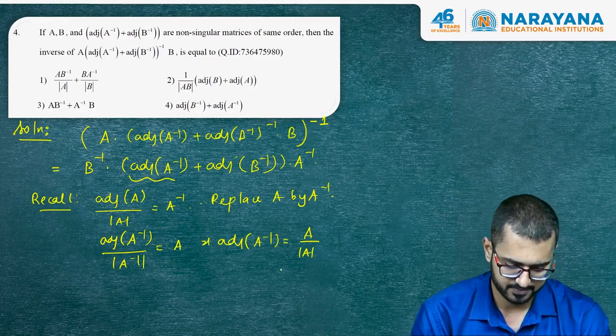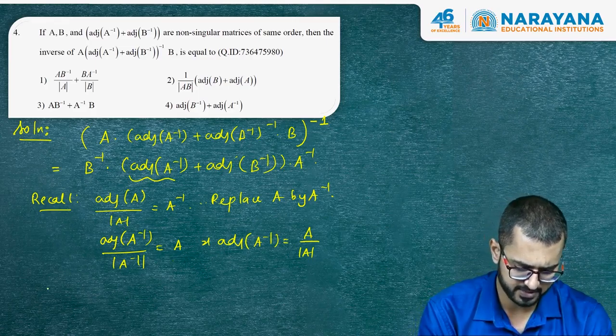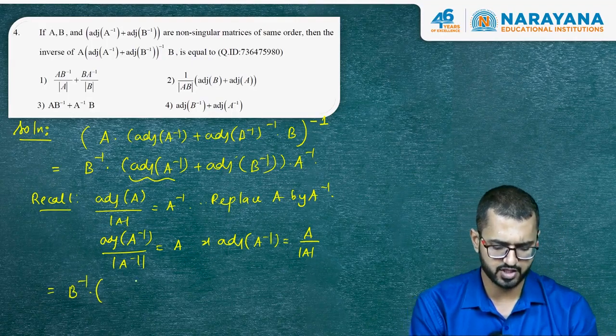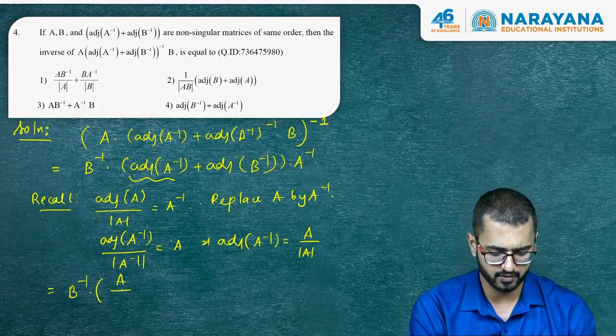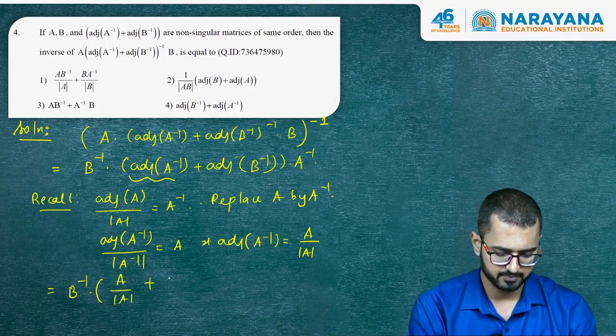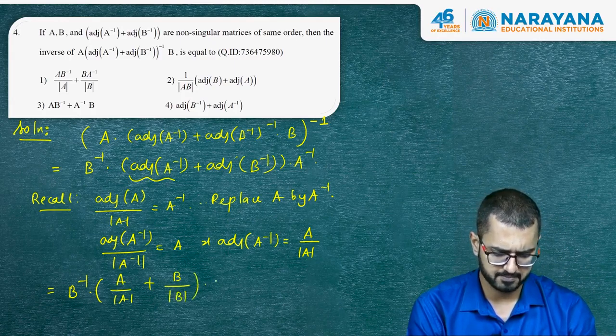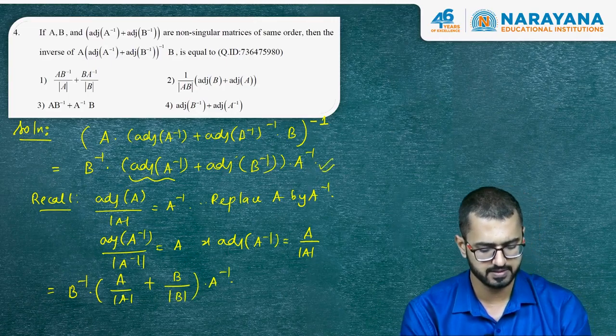Okay, and we'll simply replace it here. So we'll be getting B inverse, and we have adjoint of A inverse, which turns out to be A over det A. So B over det B times A inverse. Okay, came back to this.